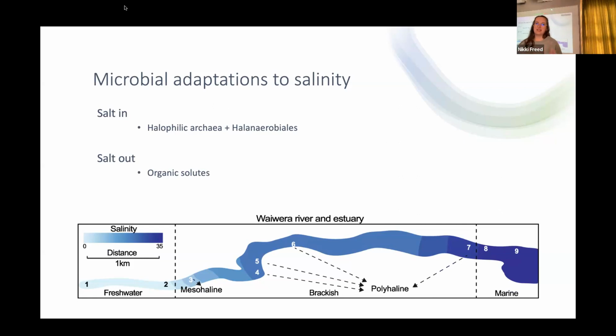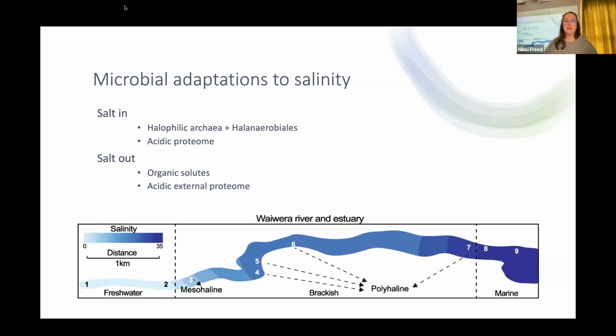What's more common is the salt-out approach, where the microorganisms maintain their osmotic balance by increasing the proportion of organic solutes within the cell. What we typically find associated with these traits is that in the salt-in approach, you have quite an acidic proteome, with a high proportion of acidic amino acids making up those proteins. That's been studied quite well in really halophilic, high-salt environments.